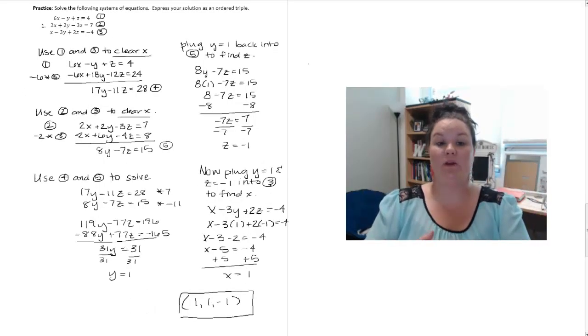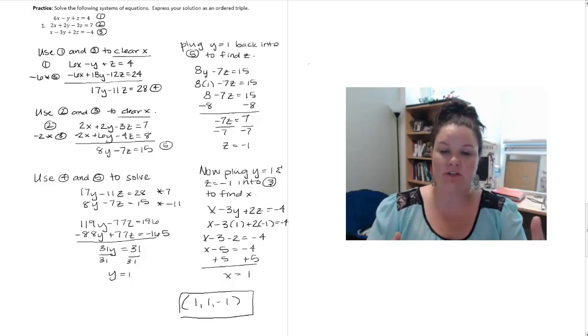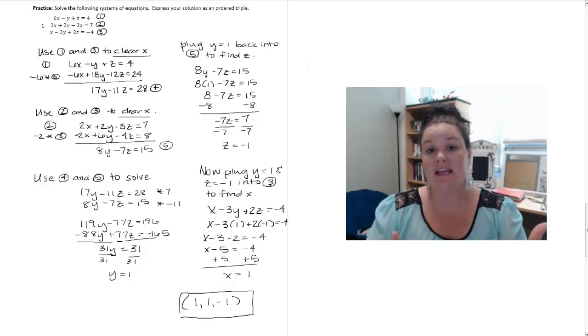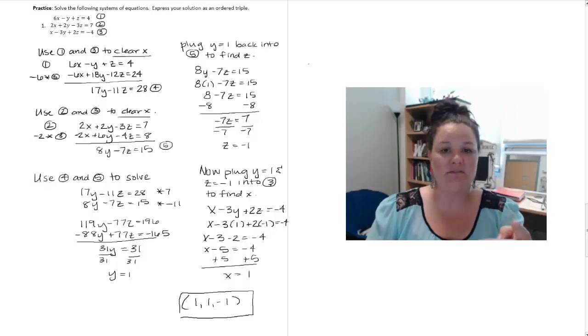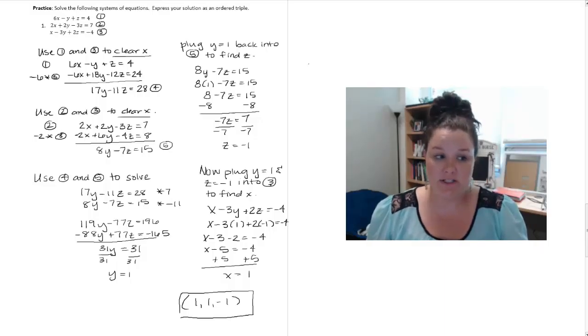Okay, so when we look over practice problem number 1, like I said before, I cleared X using equations 1 and 3, and then also using equations 2 and 3. Now, if you did a different pairing, your equations might turn out a little bit different, but you should still get the same solutions at the end. Okay, once you clear X twice, that should give you equation 4 and equation 5, which you should then be able to use and solve. Again, your equation 4 and 5 will look the same as mine if you use the same equations to clear X, or they may look different if you use different equations to clear X.